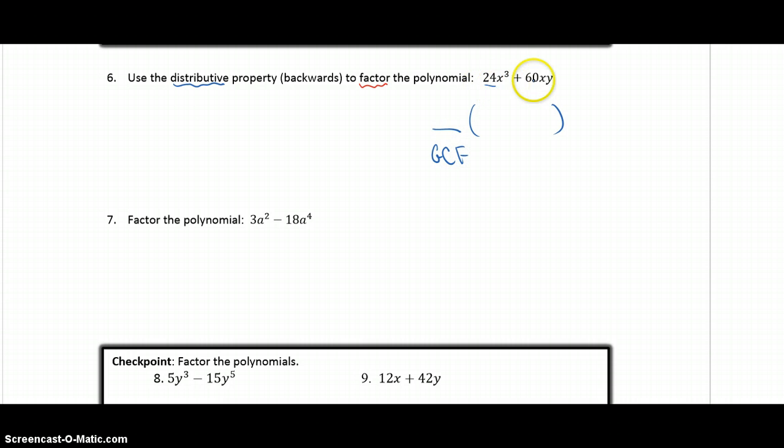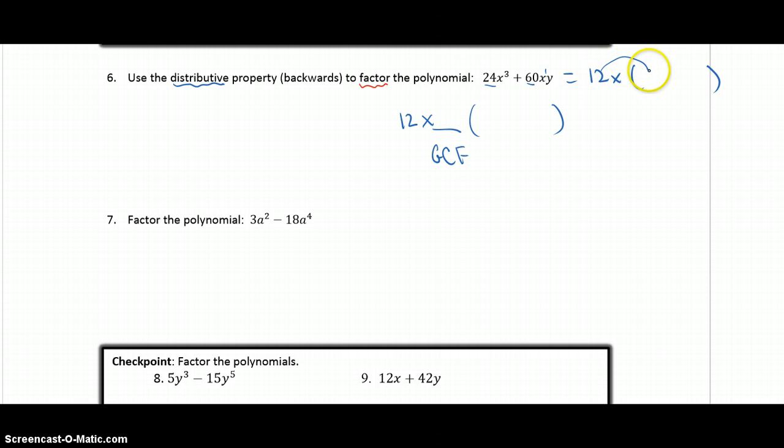So look at 24 and 60 again. Well, we already found up above that our GCF was 12. Look at x to the third and just 1x. So at most we can pull out is an x. And there are no y's in either of those expressions. So this is the only thing that will pull out to the front of the parentheses. So 12x.